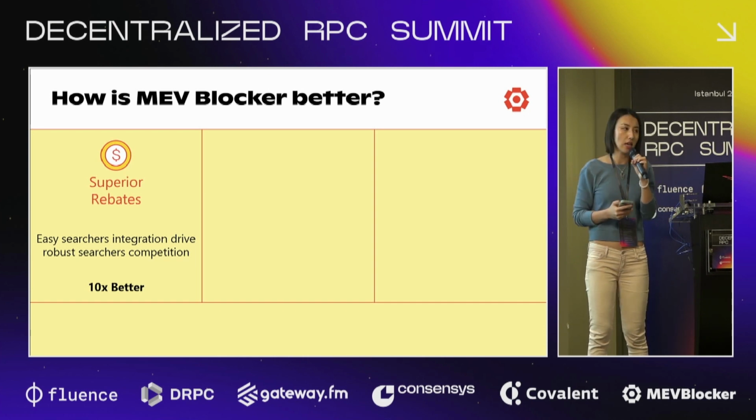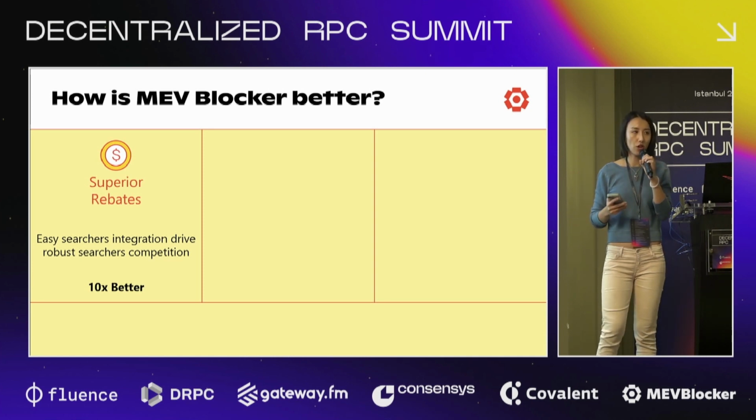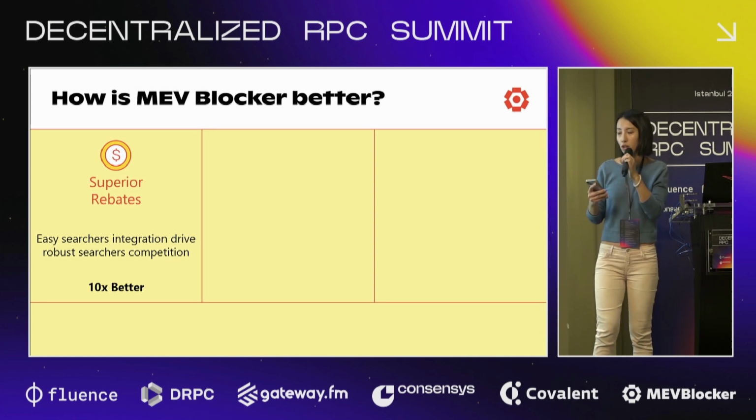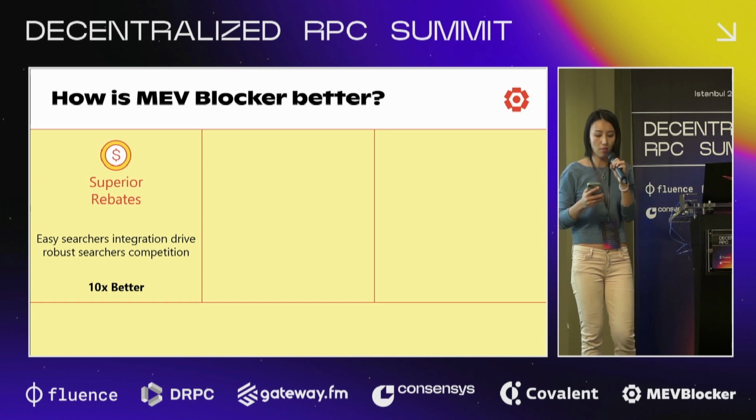In fact, it's 10 times better. How so? 600 Ethereum has been returned to users and projects already. And that is 10 times more than any other solution in the market.